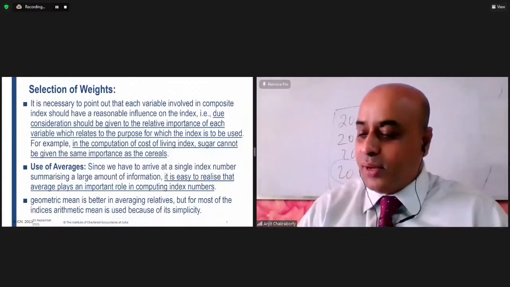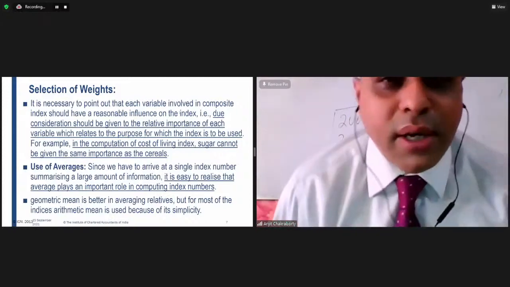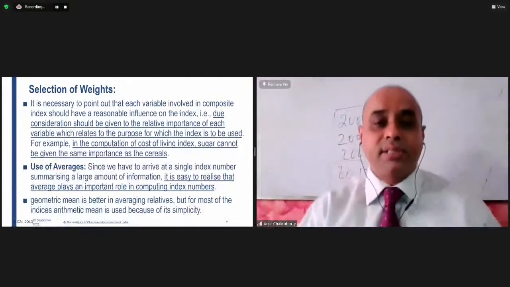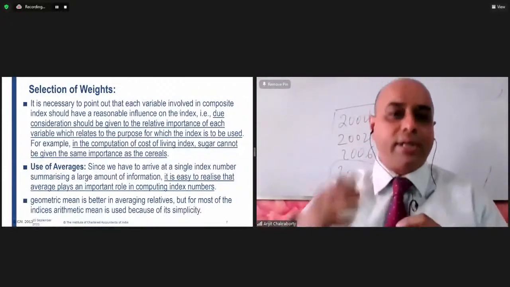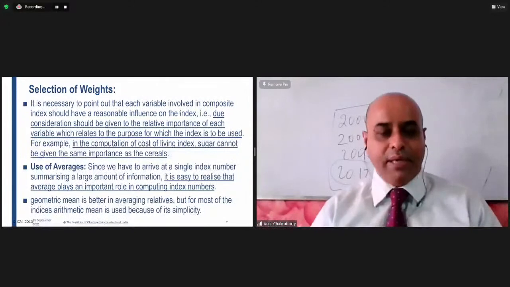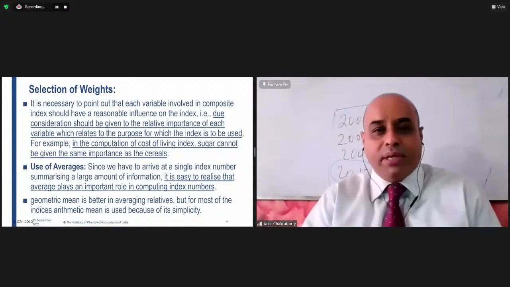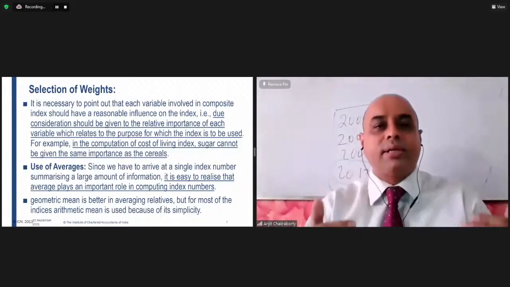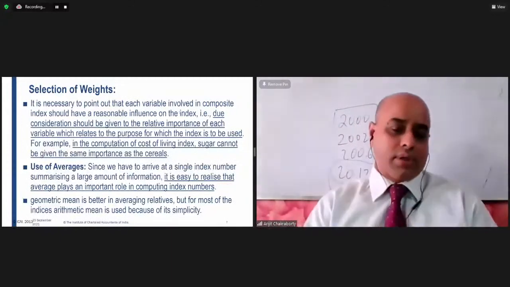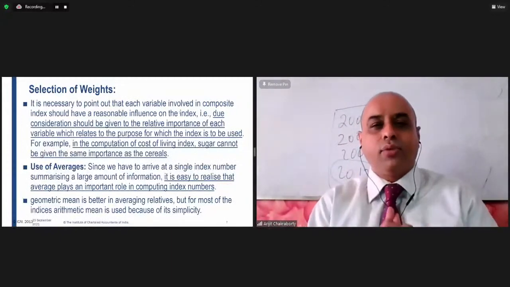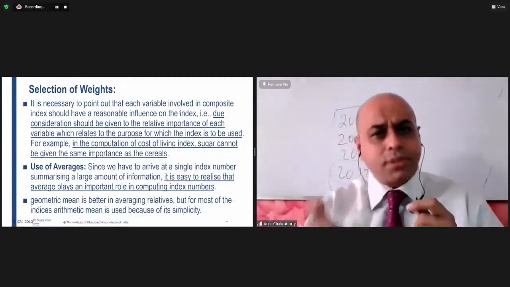Okay, now one question I'll take, Akash is asking why we cannot take sugar as weight. Sugar can be taken as weight, but the question is the importance of sugar in the index, in the cost of living index, cannot be the same as cereals. Okay, so if cereals are given a weight of say 0.7, sugar should not be given a weight of 0.6. It should be given a weight which is much lesser than that in proportion to the use of sugar, right? So therefore, we have to understand that the index we were calculating in that example was a cost of living index.